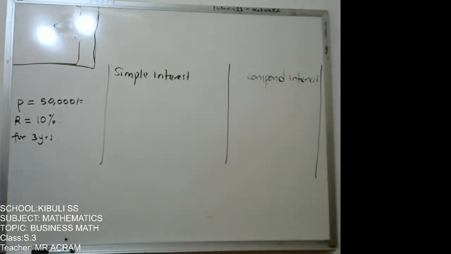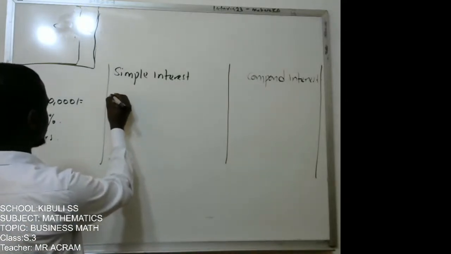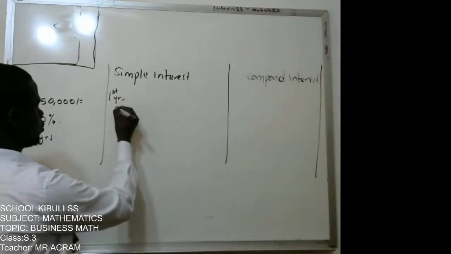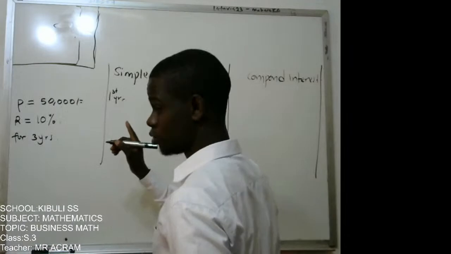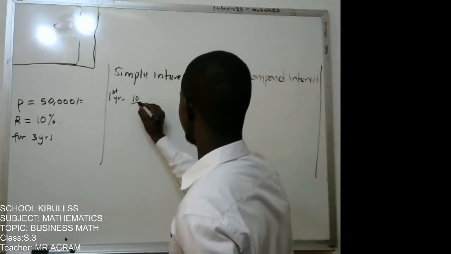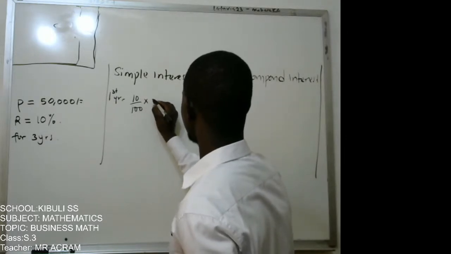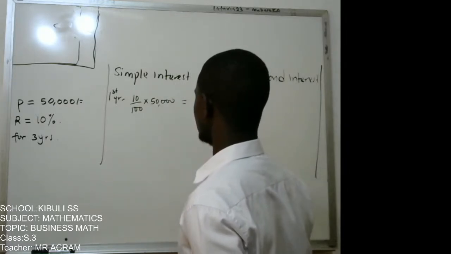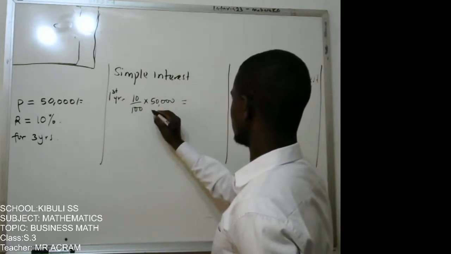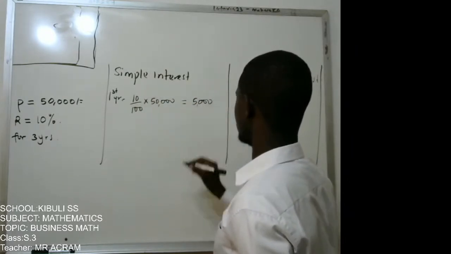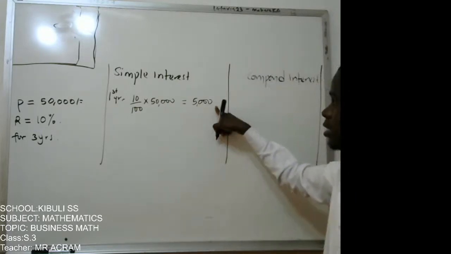Now, for the first year, I'm looking at the interest. The rate is 10% of 50,000. That is the interest that this person will pay, which, if I remove these two zeros, will be 5,000. And so this is the interest in the first year.